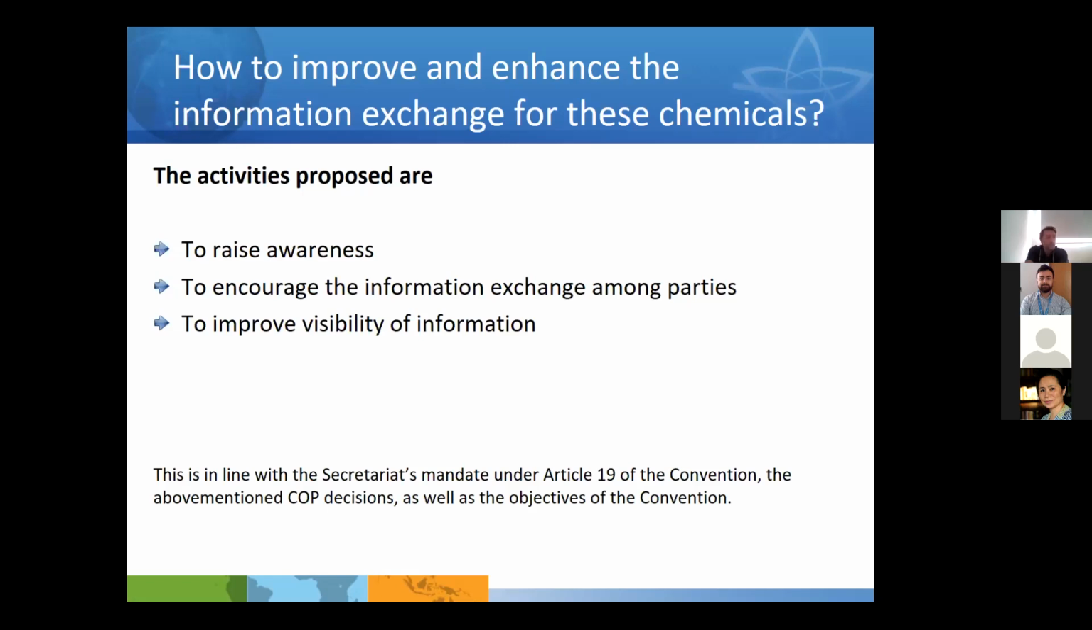And as you know, we take it from there and use our platforms, via the PIC Circular, via the clearinghouse mechanism, via the website, to share this information with all of you.